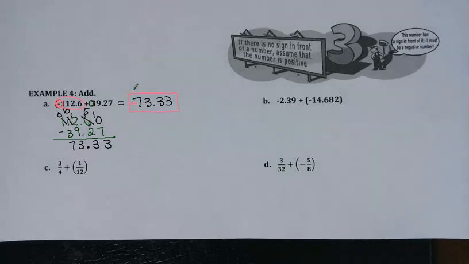Okay, let's look at B. All right, we have a negative and a negative. So that means that we are going to add them together, right? We're going to add their absolute values and give them a negative sign. So let's do that. 2.39 plus 14.682. And so again, our imaginary 0. 9 plus 8 is 17. 1 plus 3 is 4, plus 6 is 10. Bring down our decimal. 1 plus 2 is 3, plus 4 is 7, and we have 1. And again, our signs were negative for both of these. So it's negative 17.072, or negative 17 and 72 thousandths.